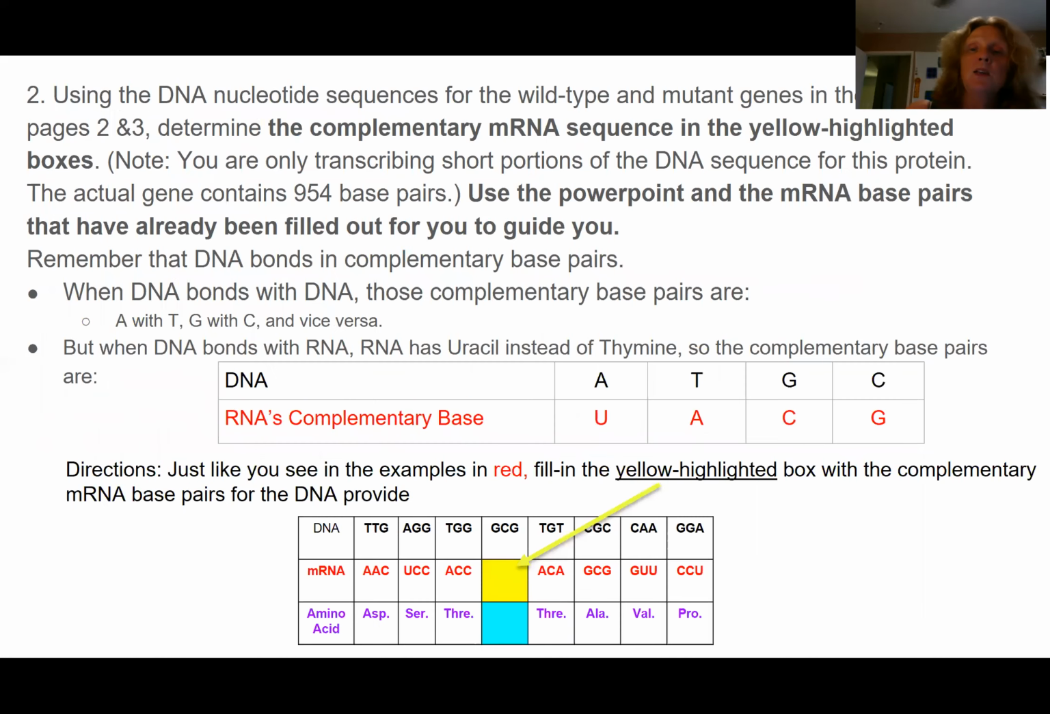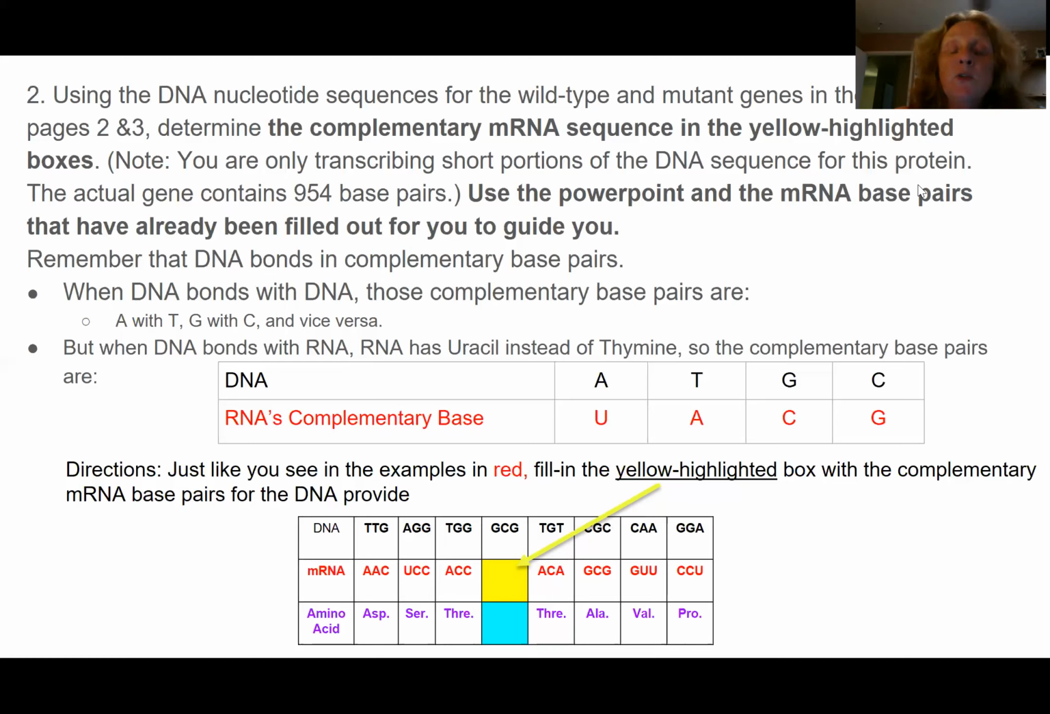Okay. So if we take a look at this, using the DNA nucleotide sequence for the wild type and the mutant genes in the table on pages 2 and 3, it's asking you to determine the complementary mRNA sequence in the yellow highlighted boxes, or just one box actually.